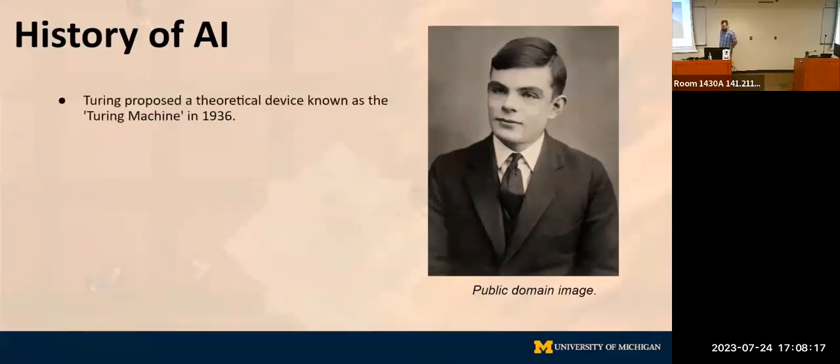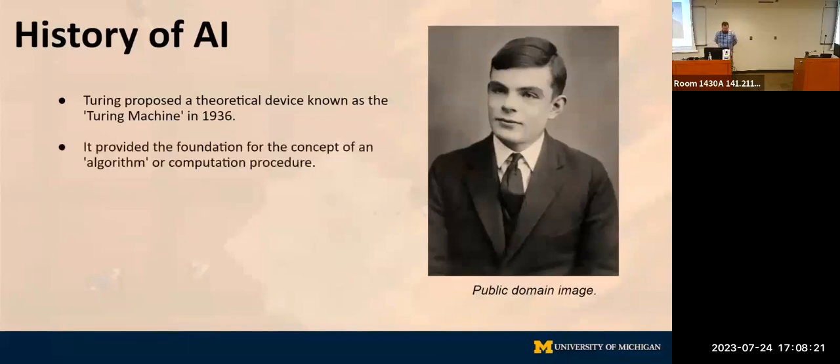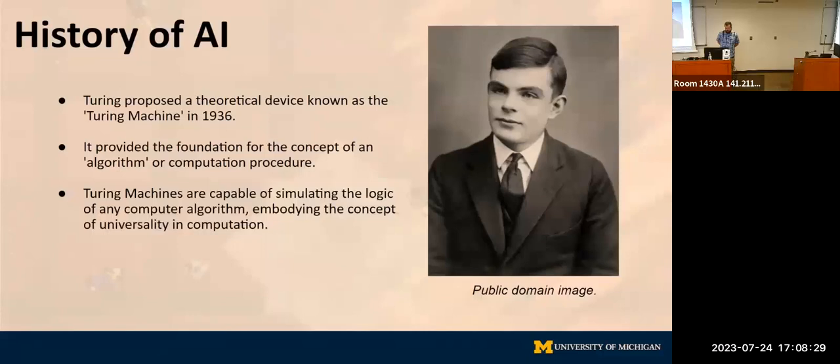So he proposed the theoretical device known as the Turing machine in 1936. The Turing machine was a fantastic concept that provided the foundation for the algorithm or the computational procedure. These machines are capable of simulating the logic of any computer algorithm, embodying the concept of universality in computation. That's a very important word, this idea of universality.